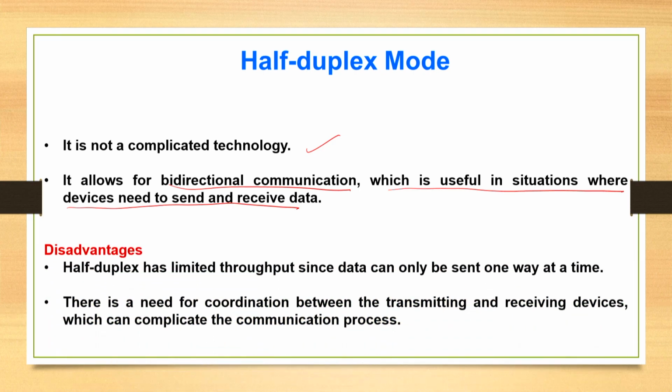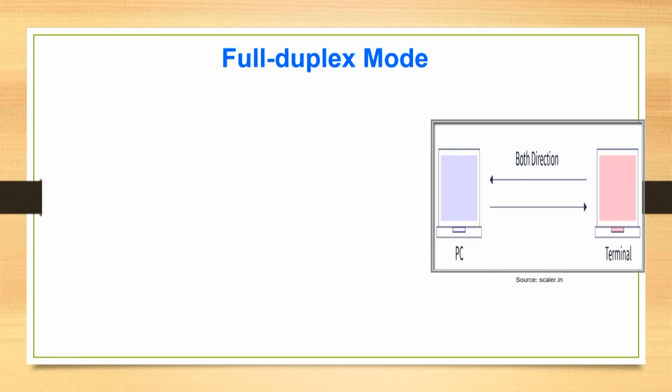It has some disadvantages also. Disadvantages are that it has a limited throughput. Why? Because since data can only be sent one way at a time, there is a need for coordination between transmitting and receiving devices that makes it complicate the communication process. So this is all about the half duplex.